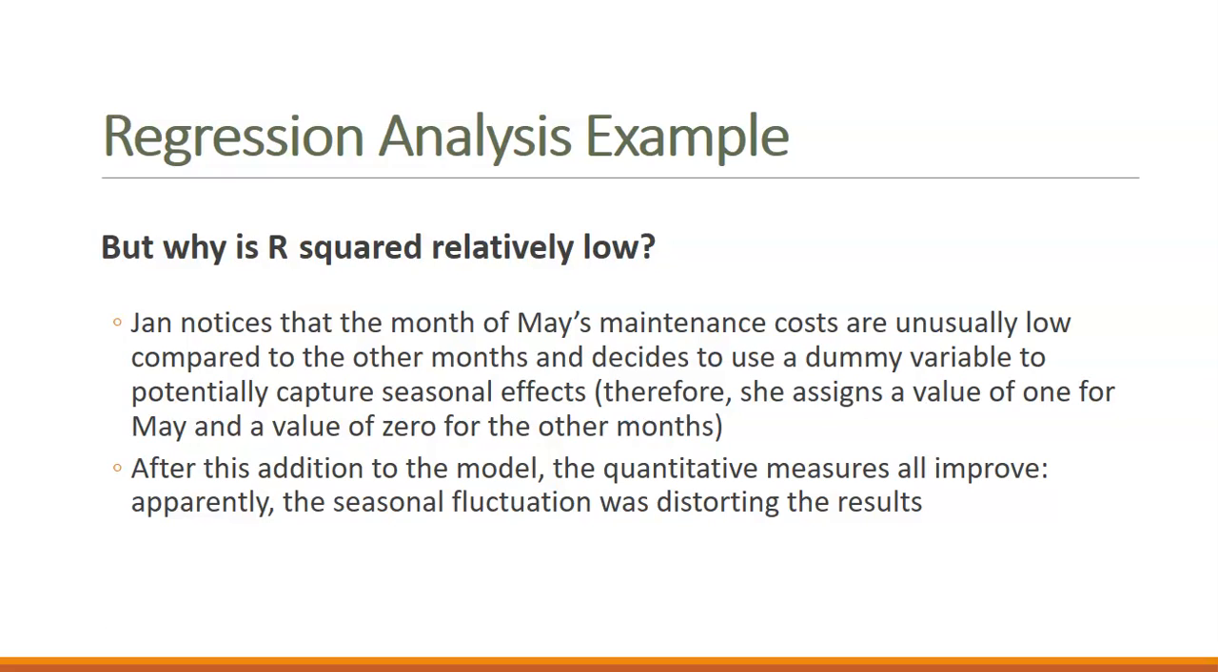So why is the R squared relatively low? So we look at the month of May. In May, our maintenance costs are unusually low compared to the other months. So we want to use a dummy variable to potentially capture seasonal effects. So we've assigned a value of 1 for May and a value of 0 for the other months. After this addition to our model, then the quantitative measures all improve. So apparently this seasonal fluctuation was distorting our results.